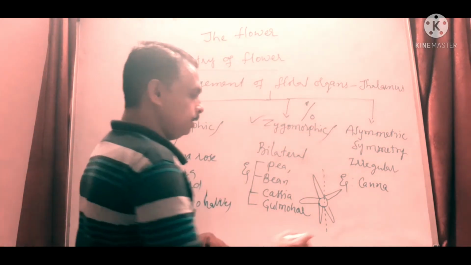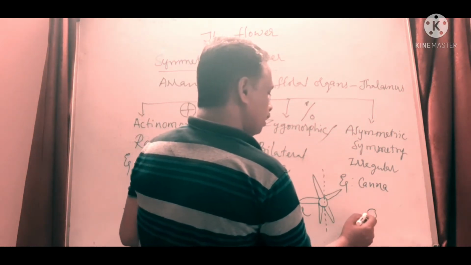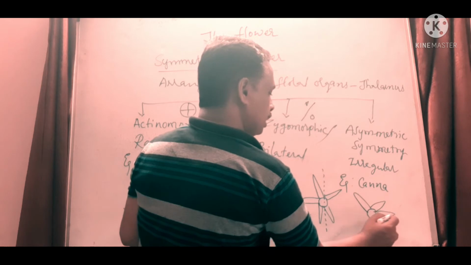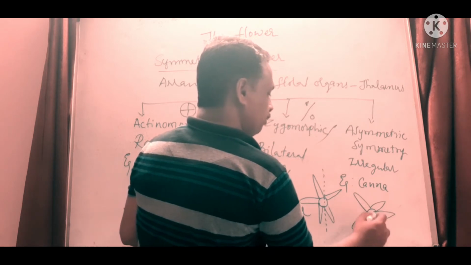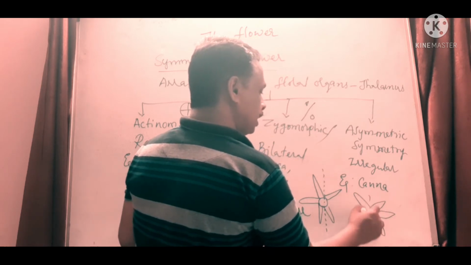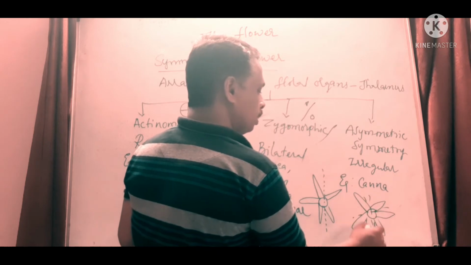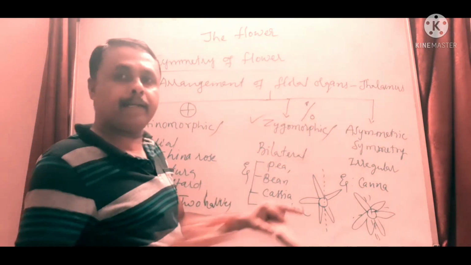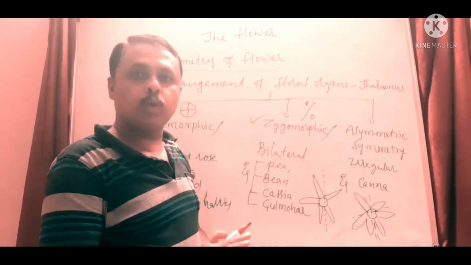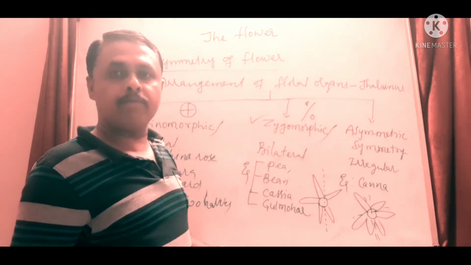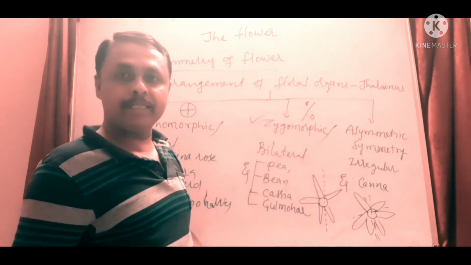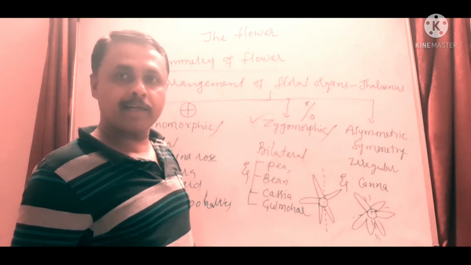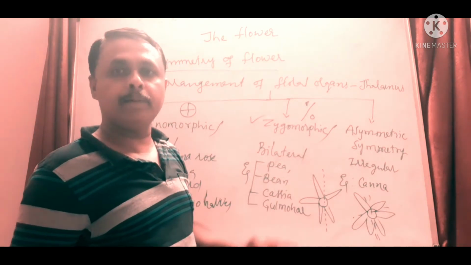Asymmetric symmetry: here, if you pass the plane of division in any direction or any plane, the flower cannot be divided into two equal halves. Such a flower is called an asymmetric flower or irregular symmetry. We can see it in Canna.